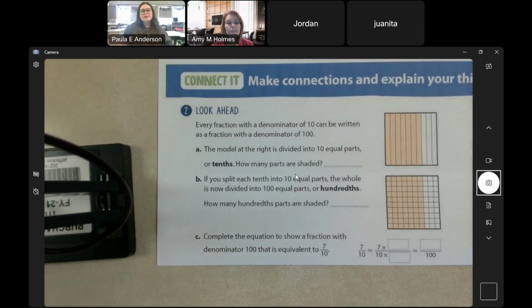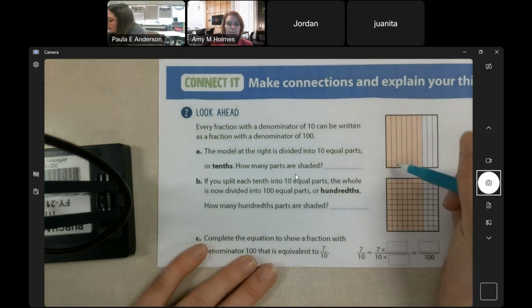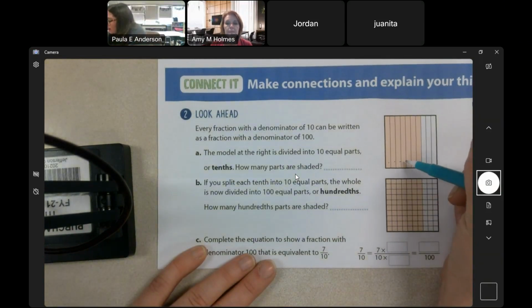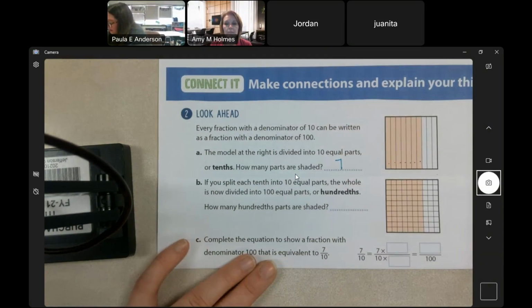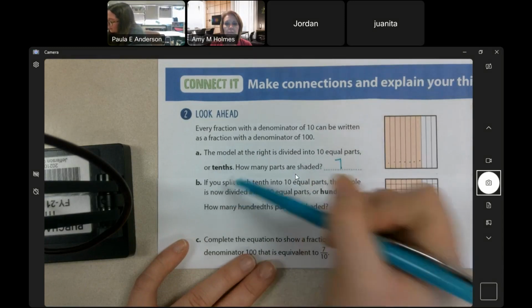So it says every fraction with a denominator of 10 can be written as a fraction with a denominator of 100. The model to the right is divided into 10 equal parts, or what we call tenths. And so we introduced that. We have tenths. And it says how many parts are shaded. So we go over here and we say 1, 2, 3, 4, 5, 6, 7 parts are shaded, which would be 7 tenths.